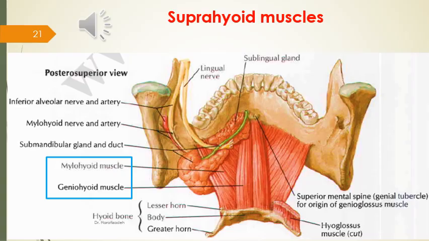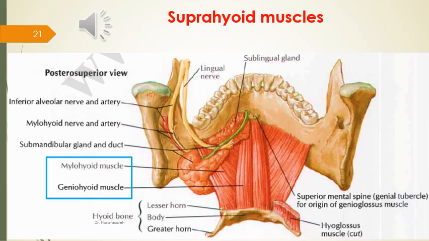This muscle is supplied by the mylohyoid nerve. It is a branch of the inferior alveolar nerve. It runs in the mylohyoid groove of the mandible bone. Its action is to elevate the hyoid bone and the floor of the mouth during swallowing. If the hyoid is fixed, it can help depress the mandible.